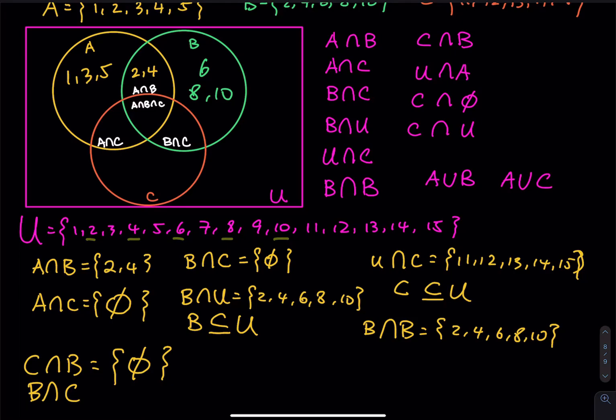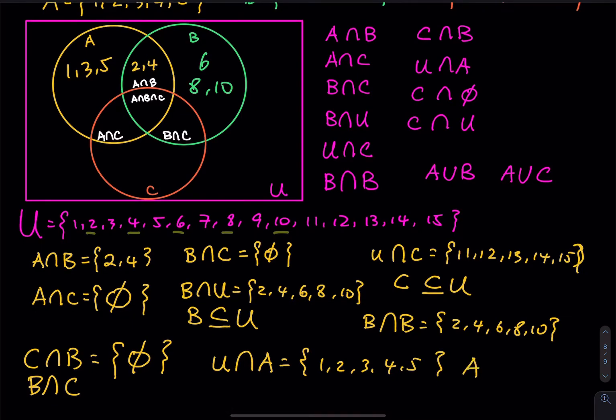And then the next one is U and A. So universal and A means all the numbers in A: 1, 2, 3, 4, 5. And then we can say A is completely inside the universal set.